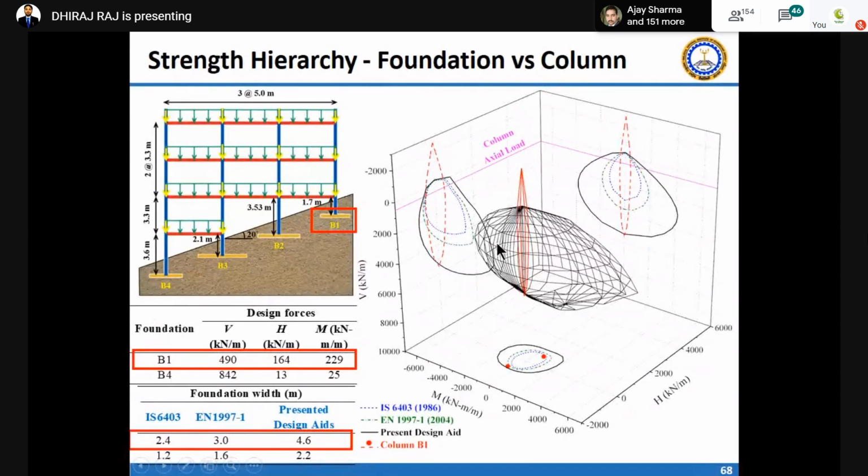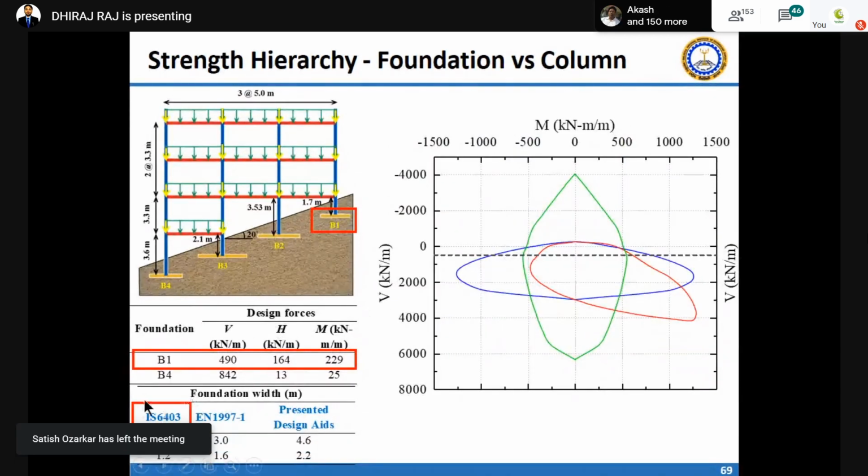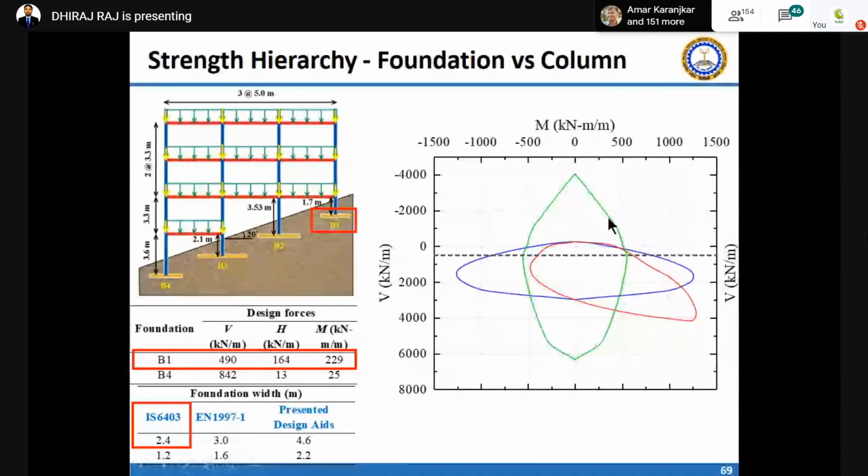Now I'm coming to the 2D space. There you can see, if you design your foundation with IS 6403, your foundation size is 2.4, and you can see here also this green line. Basically, this green envelope is for the column. So the column has a PM interaction curve. So your PM interaction curve is there, and for your designed foundation, that is 2.4 meter width, we have moment capacity and shear capacity. So you can see the foundation is safe in moment but not safe in shear.